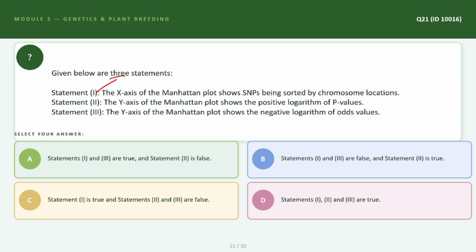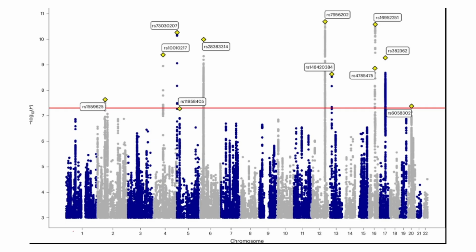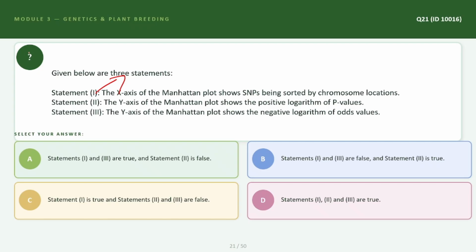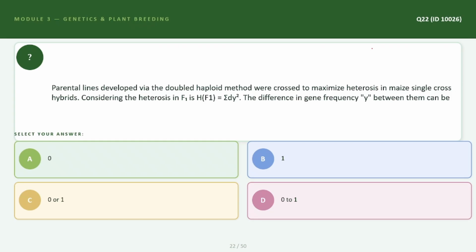Then it's a very simple question. Those are practically important. See, in a Manhattan plot, the x-axis will be the chromosome and the y-axis will be the negative logarithm of the probability, the p-values. Okay, it is not the negative logarithm of odds. Both statements were wrong, and the first statement is correct.